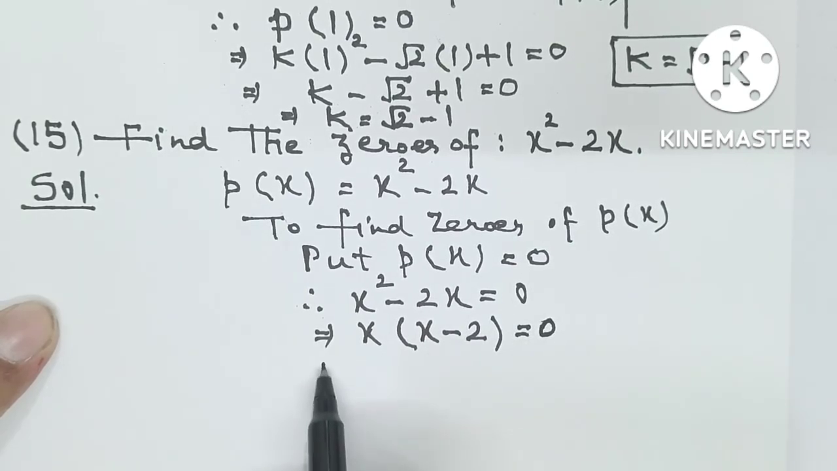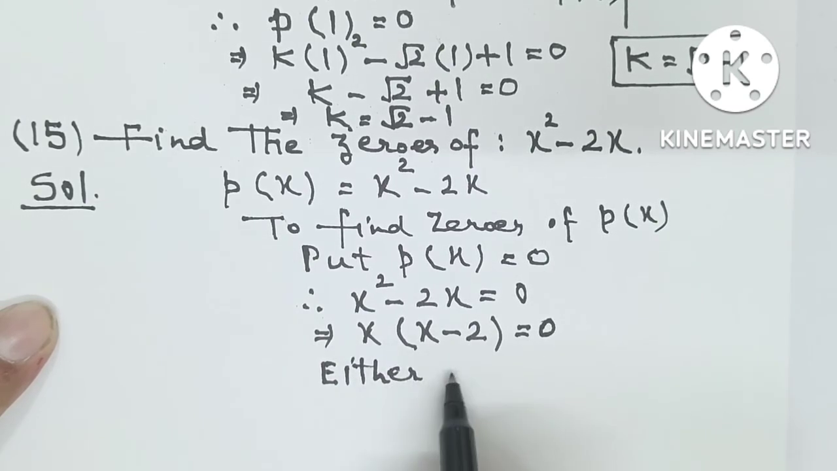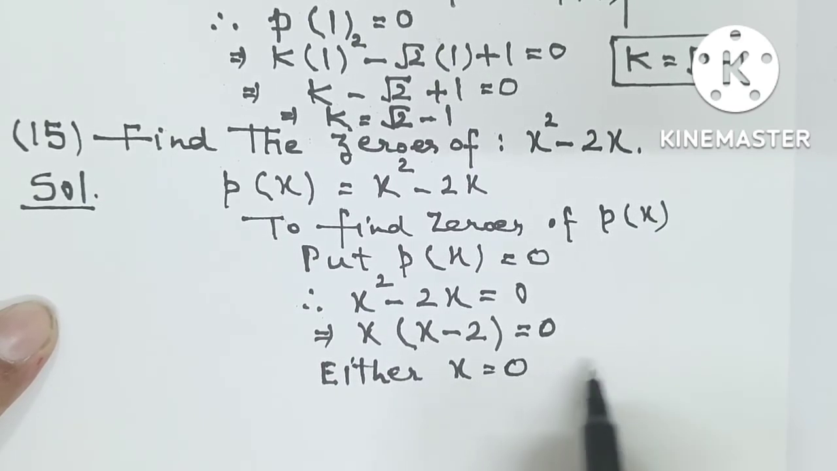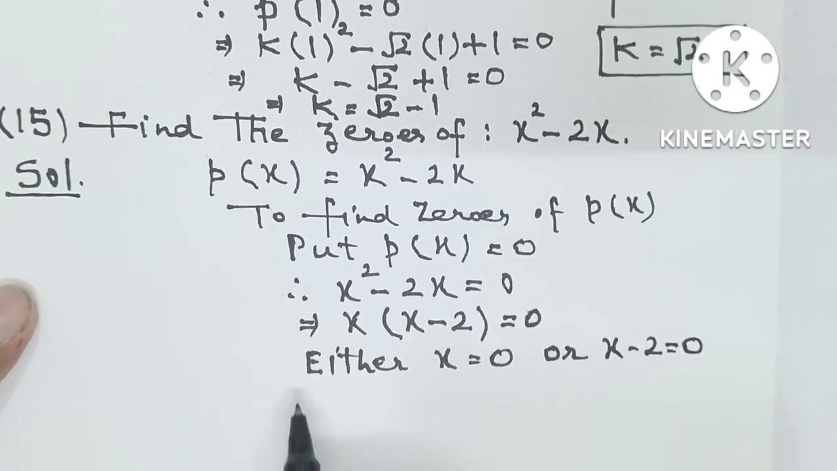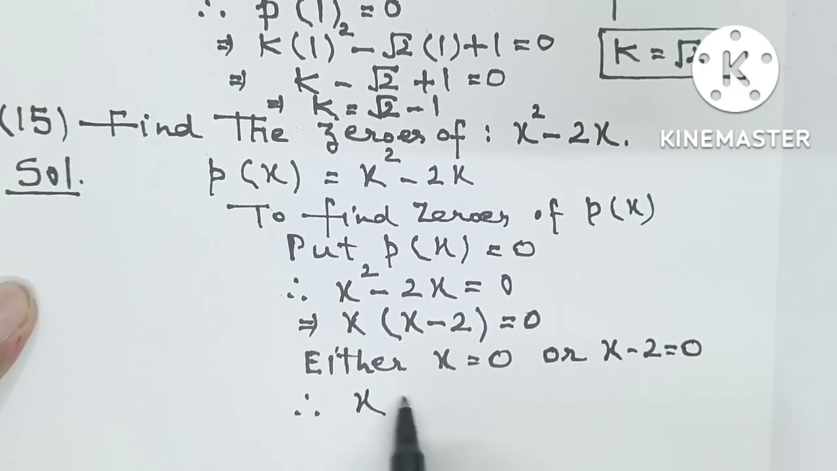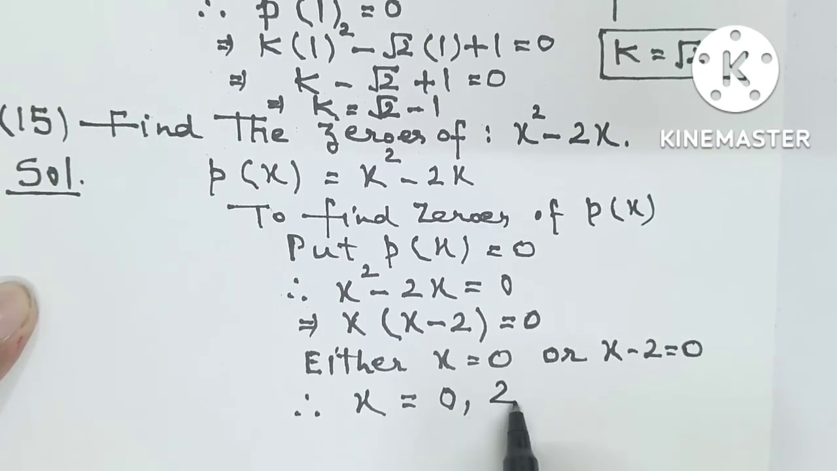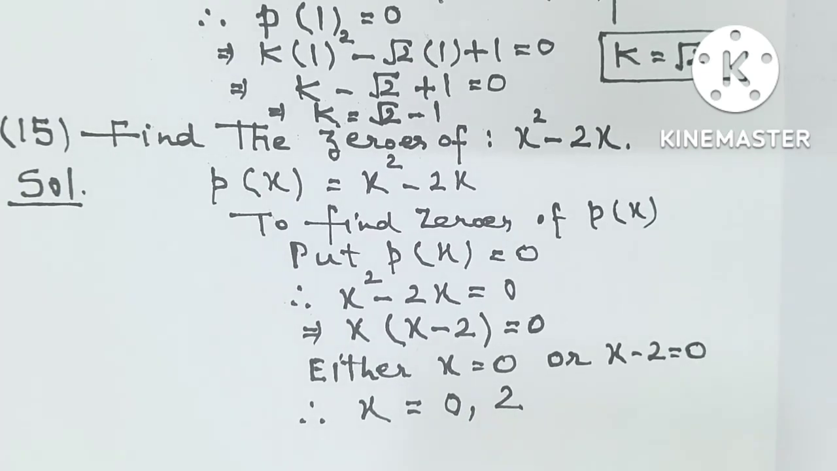So either this x will be equal to 0 or this x minus 2 will be equal to 0. So therefore x, one value has come out to be 0 and other will be 2. So there are two zeros of x square minus 2x, that is 0 and 2.